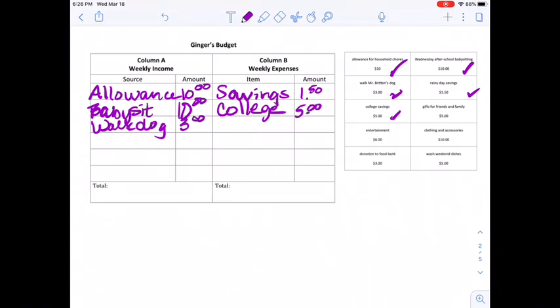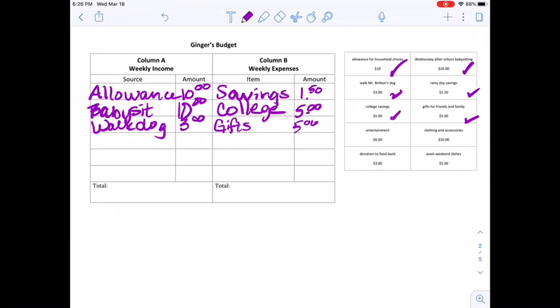Gifts for friends and family. Am I earning money or am I spending money? Well, if I'm buying gifts for people, I'm spending money. So I'm going to list gifts. And that's also $5. Notice I'm checking each one off so I make sure I don't forget any.